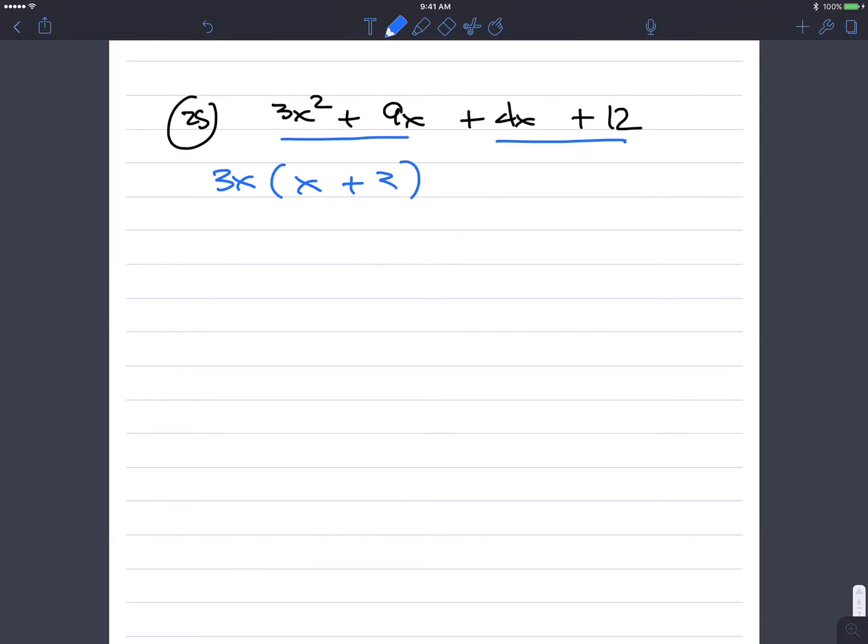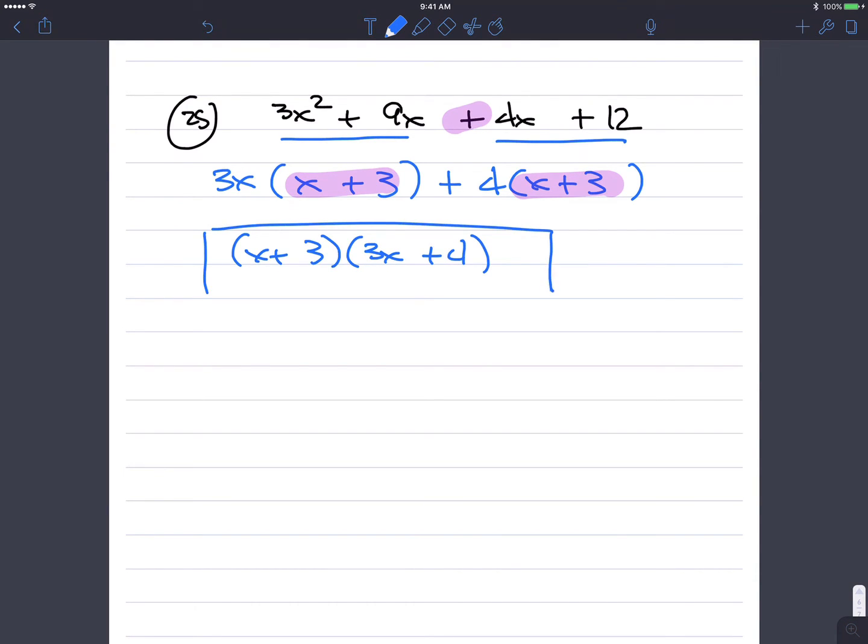x plus 3, good. Greatest common factor of 4 and 12. What is it? 4, good. What's the quotient? x plus 3. This is plus, so bring down the addition sign. Final answer, x plus 3 times 3x plus 4. Really good. That's number 25.